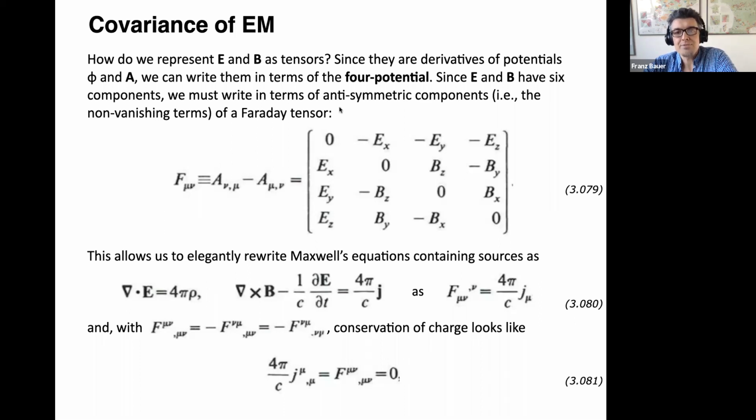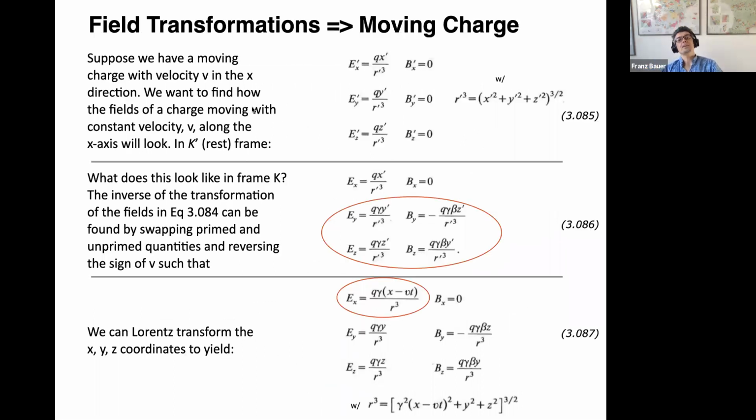It has these interesting anti-symmetric non-vanishing terms. When you formulate Maxwell's equations, you can write them in a very compact form. A conservation of charge equation then looks something like this, taking the derivatives of this. Recalling that, if we write this all out, we can think about a moving charge.